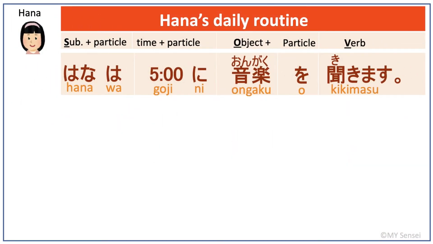For example, if you would like to ask if Hana listens to music at 5, all we have to do is add ka in the end of a sentence. So, 花は5時に音楽を聴きますか? means does Hana listen to music at 5?